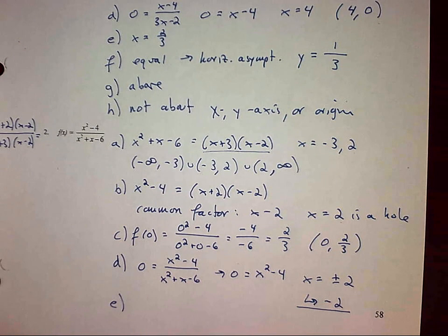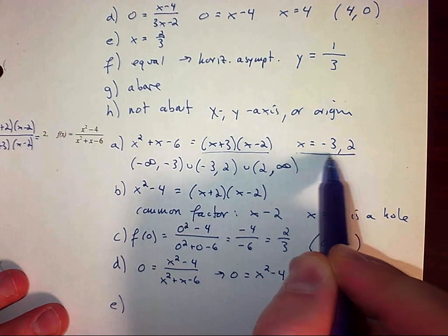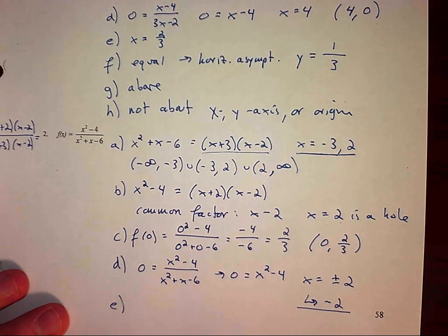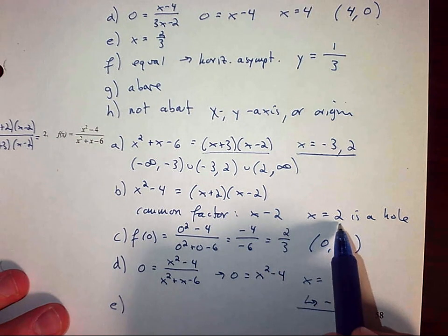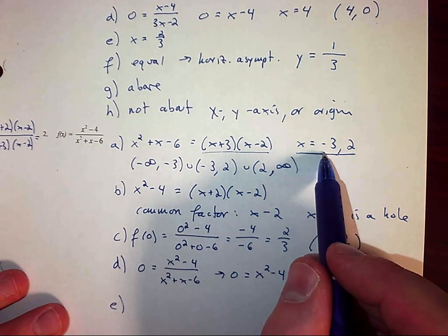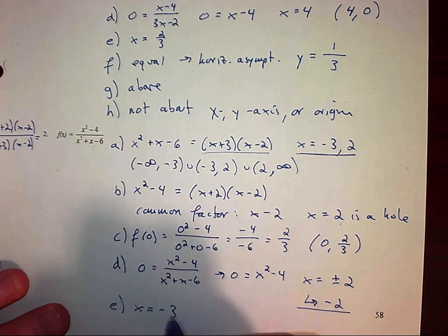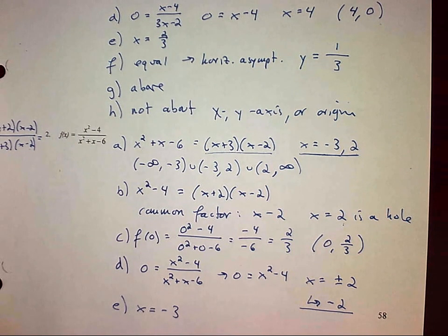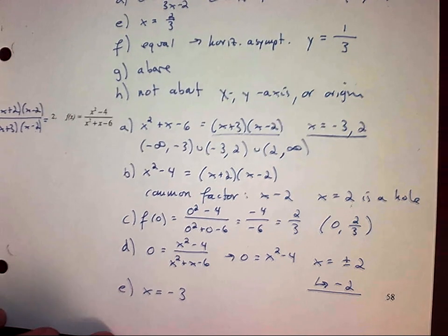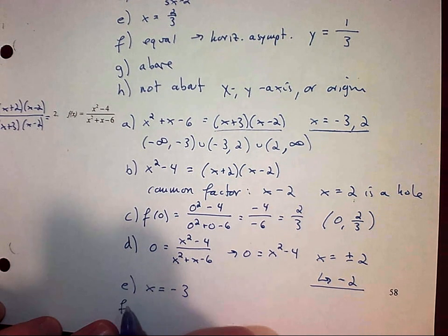So what makes our denominator equal to 0 that's not a hole? Well, we know that these two values make our denominator equal to 0. 2 is a hole. So therefore, the value that makes our denominator equal to 0 but is not a hole is simply just x is equal to negative 3. So when x is equal to negative 3, our denominator is equal to 0, and x is equal to negative 3 is also not a hole.